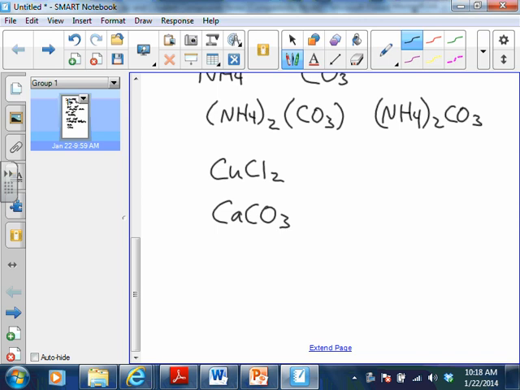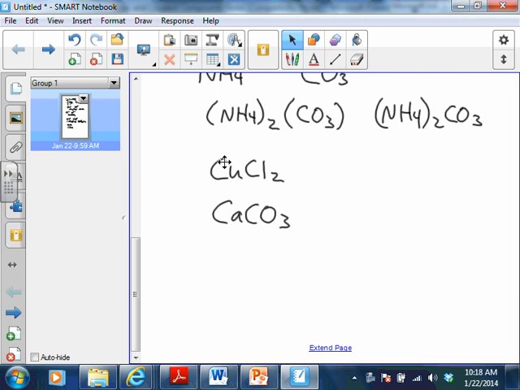CaCO3? There's 3 elements there. You see that? Calcium, carbon, oxygen. So you count capital letters. If there are 3 capital letters, there are 3 different elements there, and that means you've got a polyatomic ion. If there's only 2 capital letters, there's only 2 elements, and that's just the normal naming.